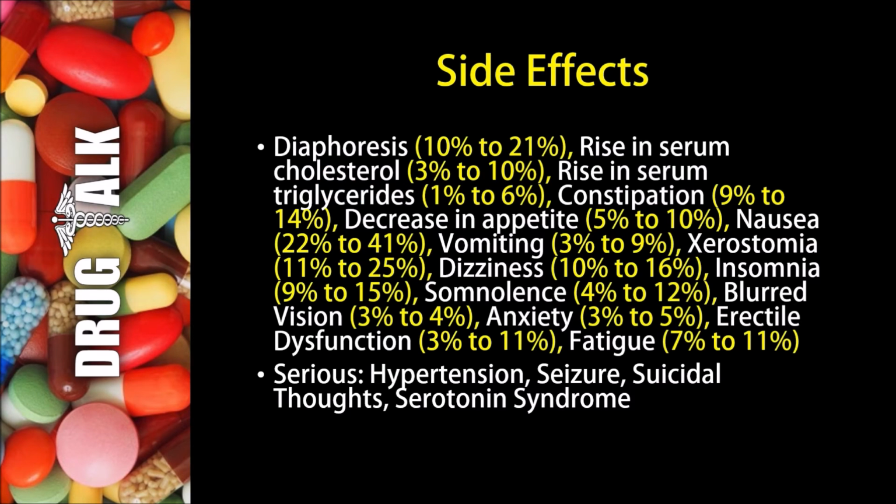Now, as with all medications, there are some side effects or adverse reactions that patients may experience while using desvenlafaxine. So I'll go over some of those here now. First off, diaphoresis or profuse sweating may happen 10 to 21% of the time. 3 to 10% of patients may experience a rise in their serum cholesterol. 1 to 6% may experience a rise in their serum triglycerides. 9 to 14% of patients may experience constipation.